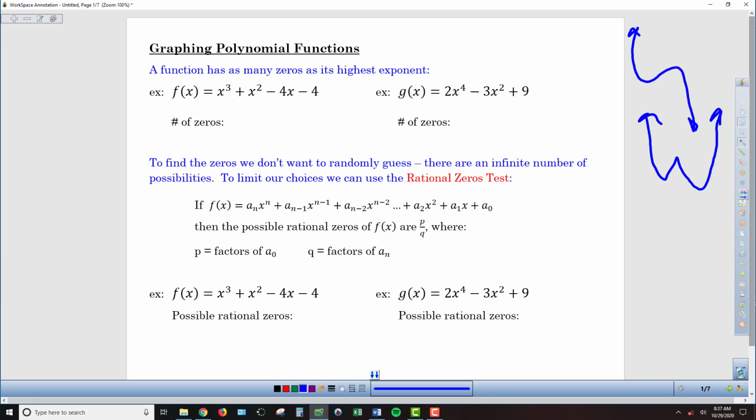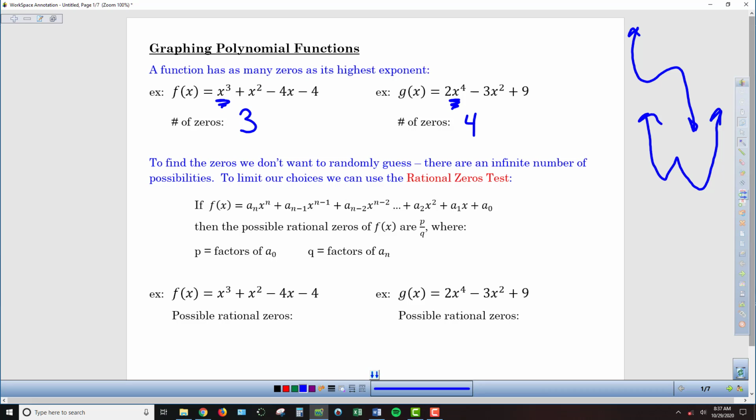And so, for starters, we know how many zeros we have to find based on the highest exponent of the function. So if the highest exponent is 3, then it's going to have 3 zeros. If the highest exponent is 4, it's going to have 4 zeros. So the number of zeros that we have to find matches whatever the highest exponent is.